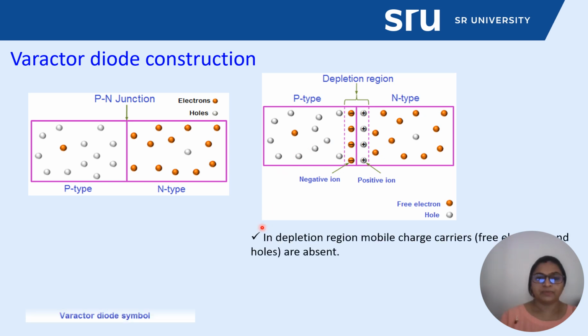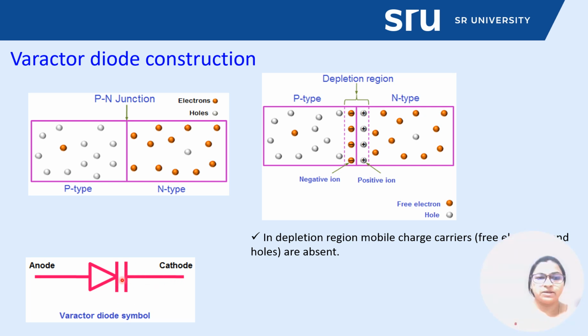So this is the typical symbol of the Varactor diode. This is basically the diode with anode and cathode, and towards the cathode there are two parallel lines, shown like a parallel capacitor. The two parallel lines at the cathode side represent two conductive plates, and the space between these two parallel lines represents the dielectric.